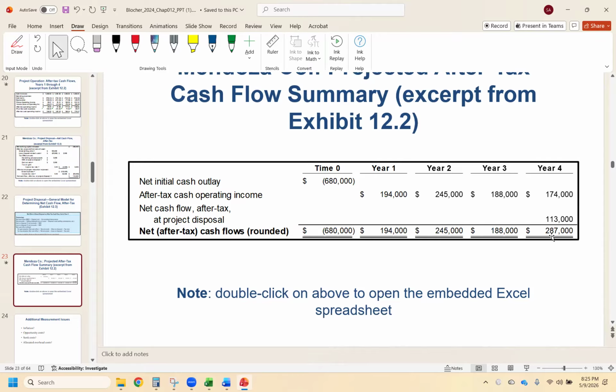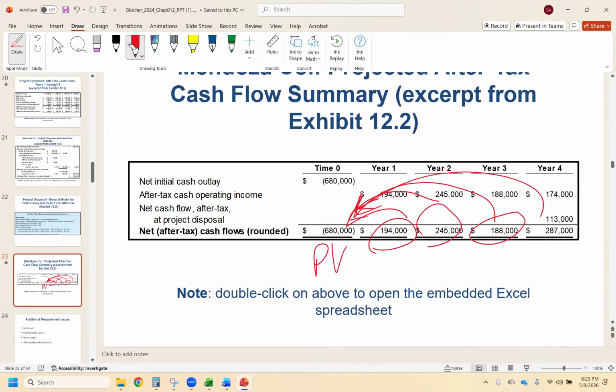So the idea is that each of these future amounts needs to be pulled back into the present value so we can evaluate the project effectively and have all of the dollar amounts all on the same level playing field. We want to make sure that we're comparing apples to apples.